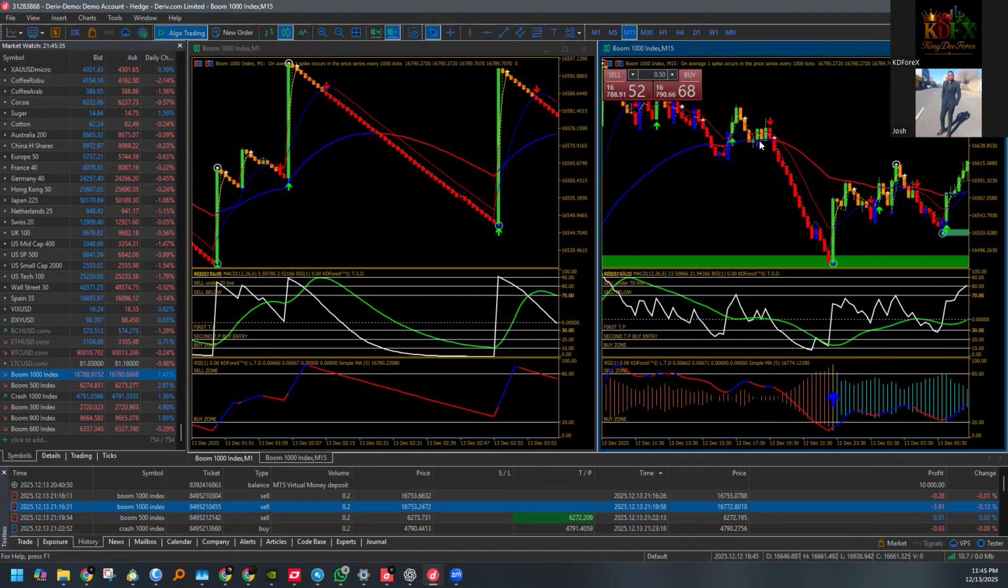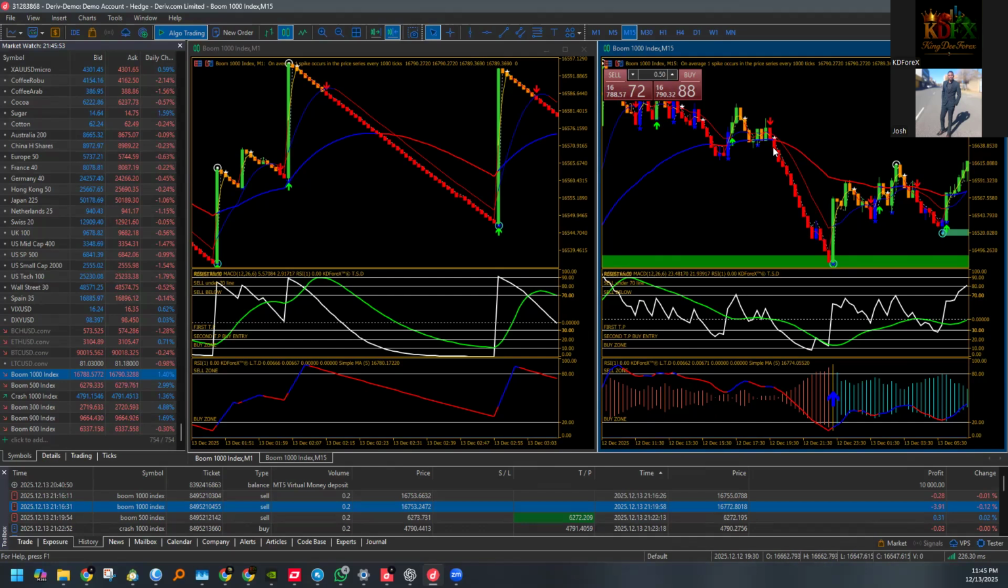Like what happened at this point here. You see, the market crossed to the other side. After crossing to the other side, it started selling. So what I wanted to tell you is, I don't know if you've thought of this or if this is what you're doing.